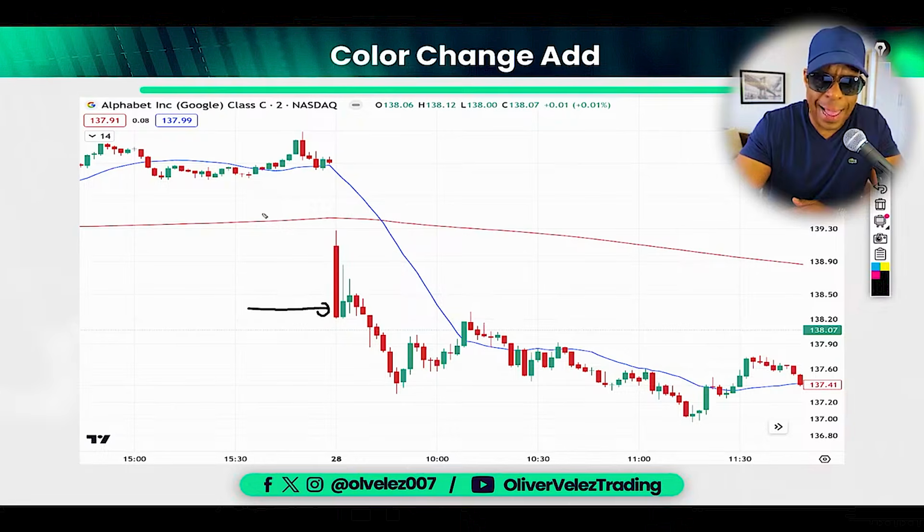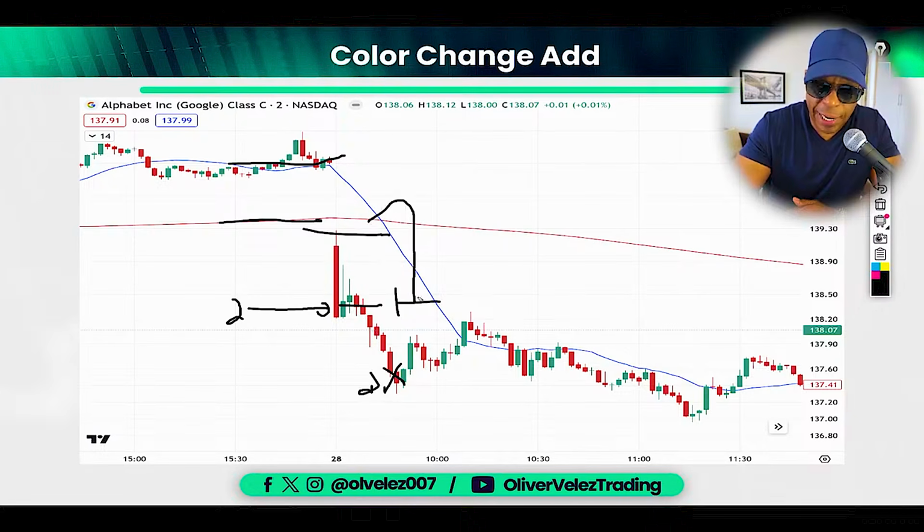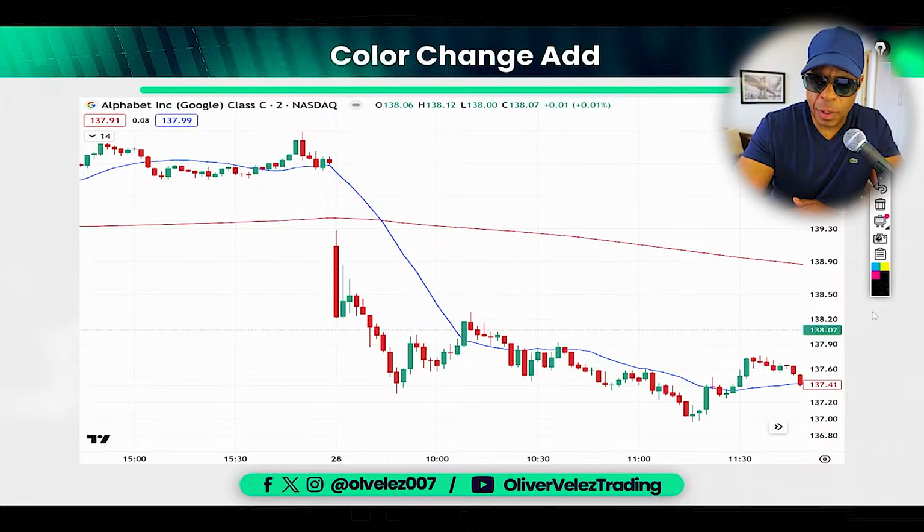Power bar. Here's your state. Here's your position. Power bar entry. Stop. Color change, add. Profit take on 2. Move stop to break even. Let the rest ride. All right.